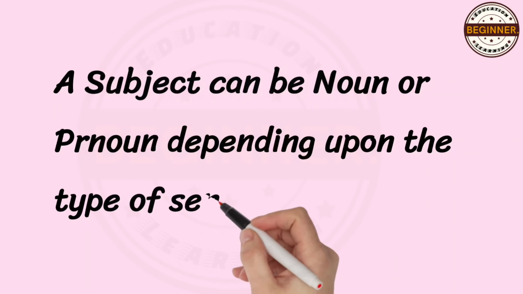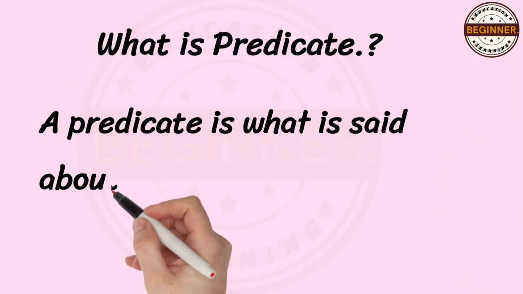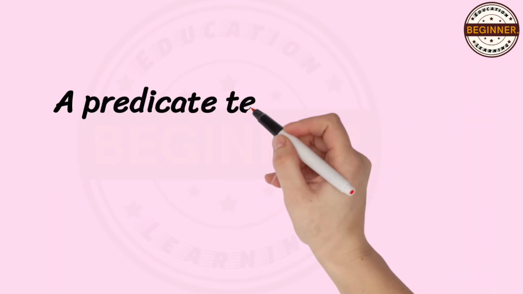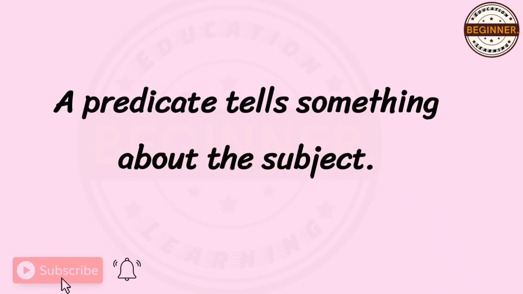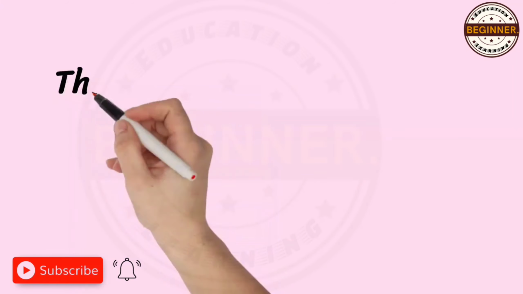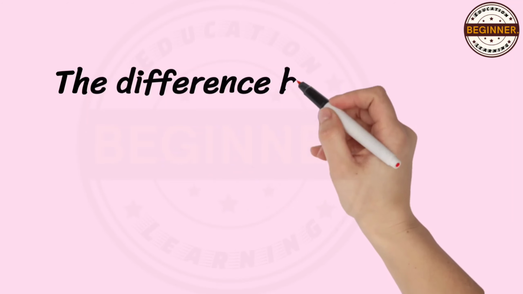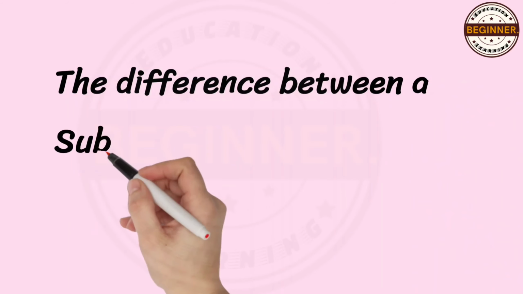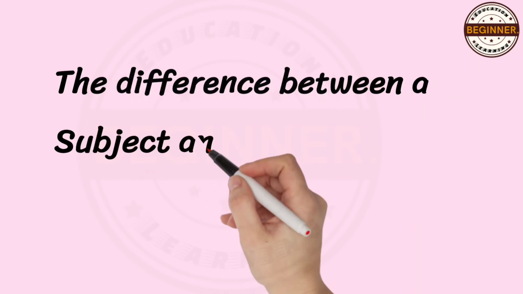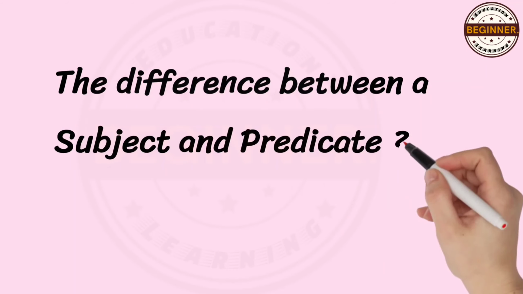What is predicate? Predicate is what is said about the subject in the sentence. Predicate tells about the subject in a sentence. I hope you have learned the difference between subject and predicate. Subject is what the sentence is all about, and predicate tells about the subject.